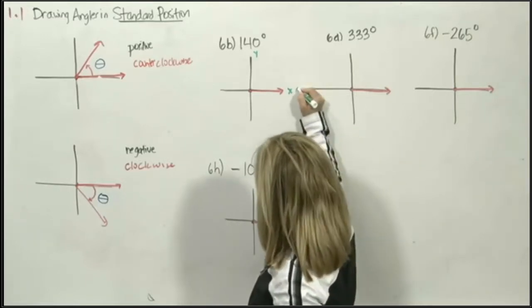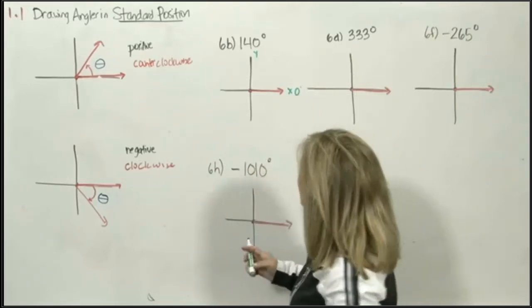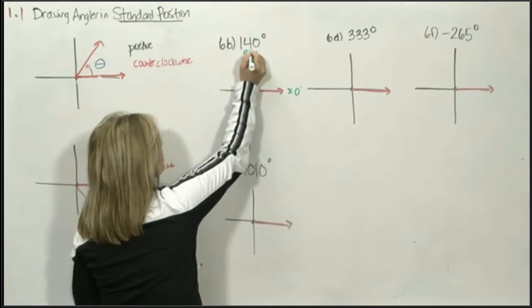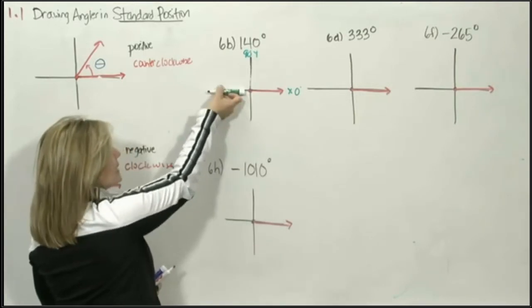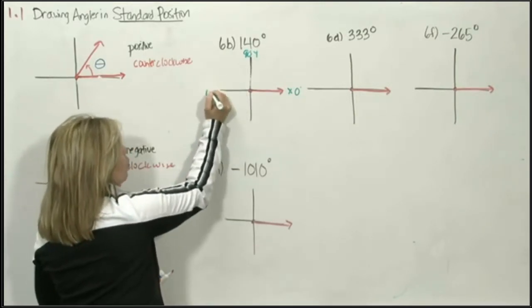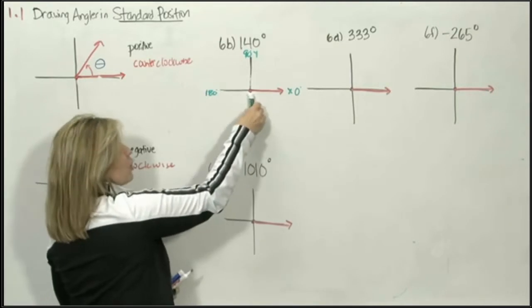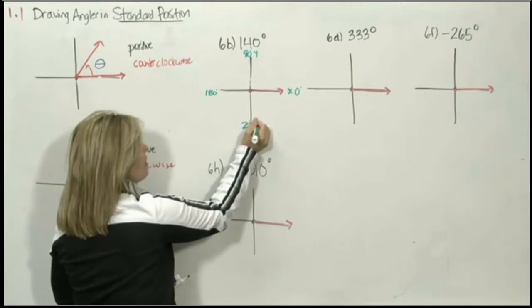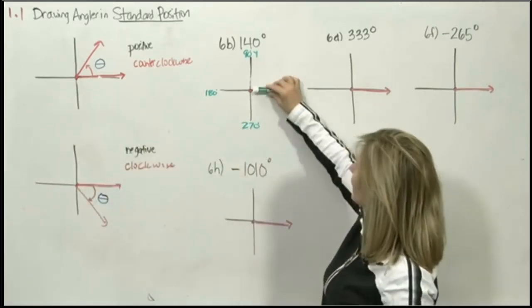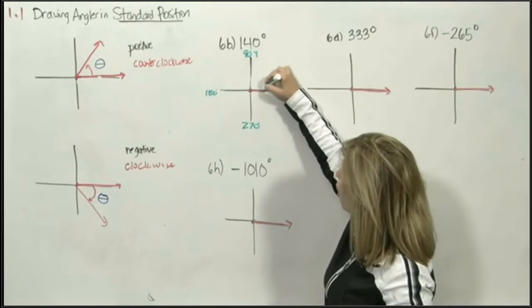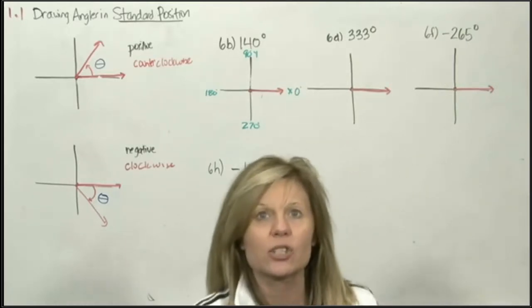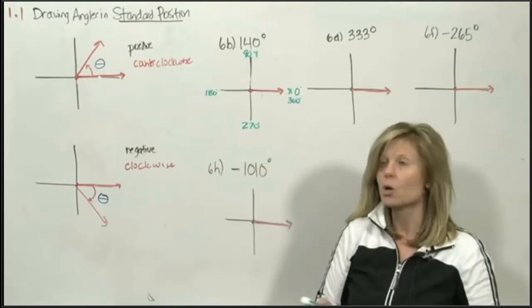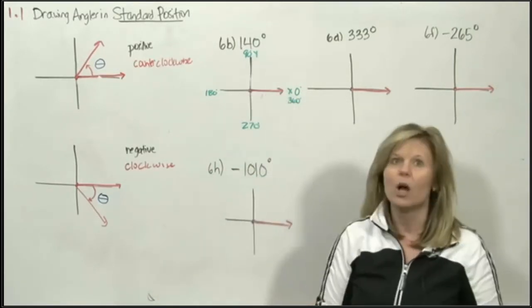So this is our starting place. This would be 0 degrees. If my terminal ray landed here, that would be at 90 degrees. If I have my terminal ray landed here, that would be another 90, which would make 180. If my terminal ray landed here, 90 plus 90 plus 90 would be 270. And if my terminal ray landed back to where I started, if I went all the way around, I would make a circle, which is how many degrees? 360.